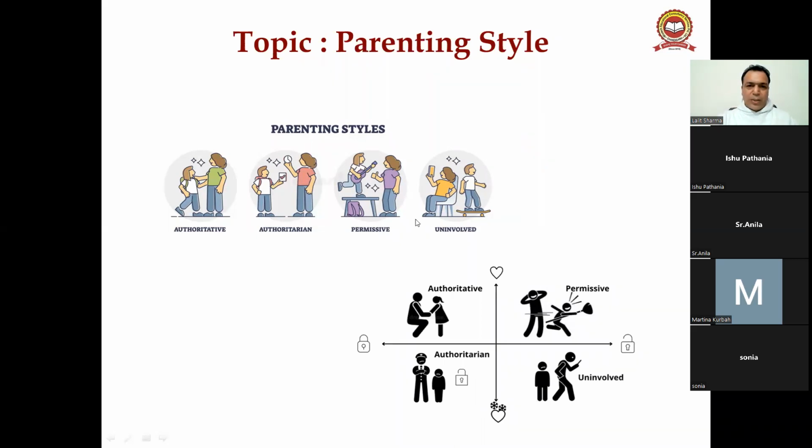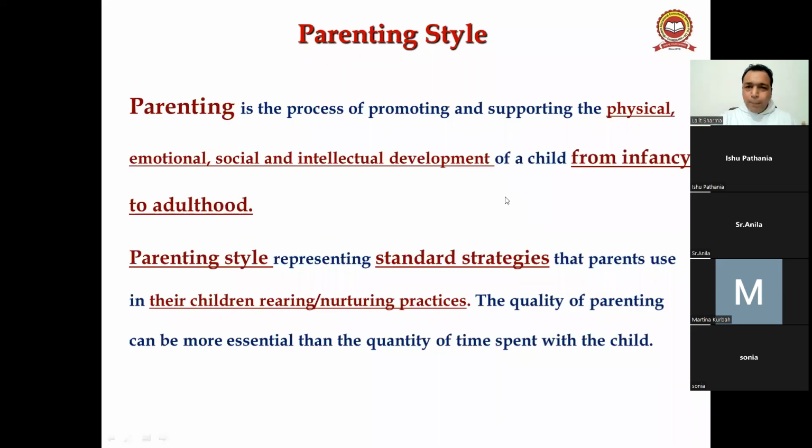So I'm going to start the topic. First, understand the meaning of parenting. Parenting means the process of promoting and supporting the physical, emotional, social, and intellectual development of a child from infancy to adulthood. Right, guys? That is the meaning of parenting: promoting and supporting the physical, emotional, social, intellectual development of your child from infancy to adulthood.